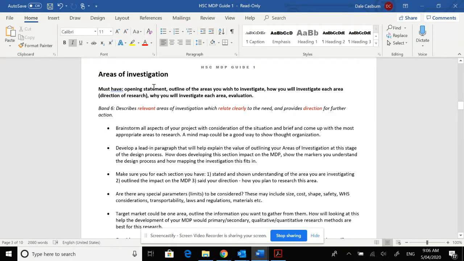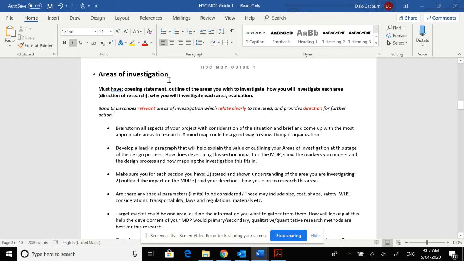This can help explain to your teacher that you understand what you're doing in this section. That's why I like it when students do it and they say, this is why the areas of investigation are important. It's not necessarily going to get you any marks in the portfolio, but it will stop any wrong research and things like that later on.